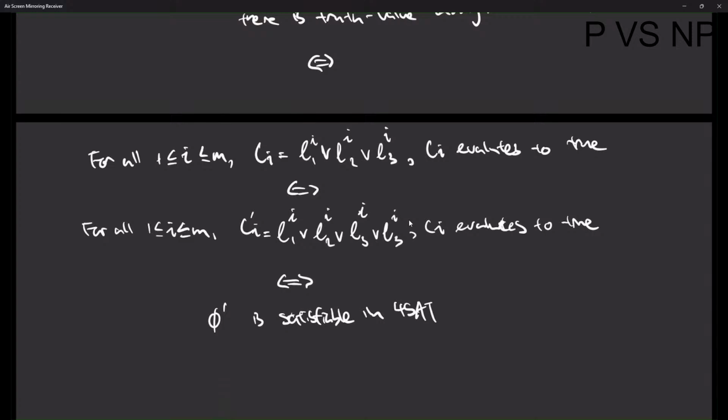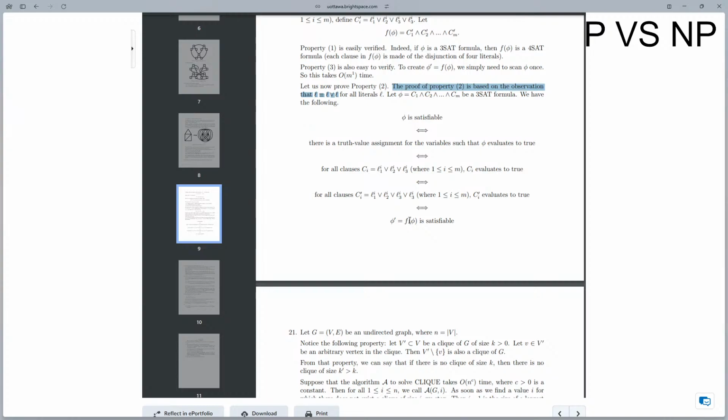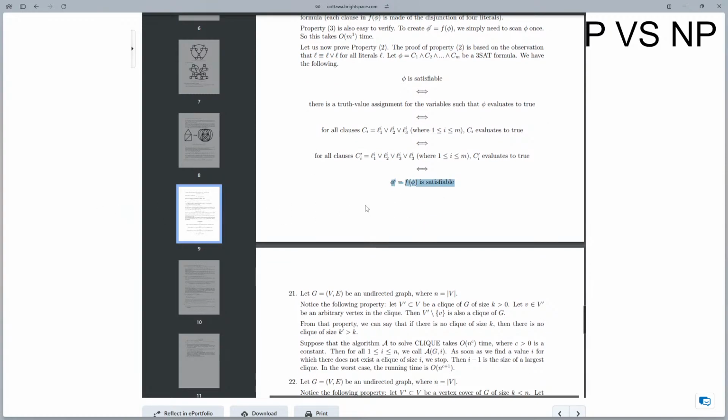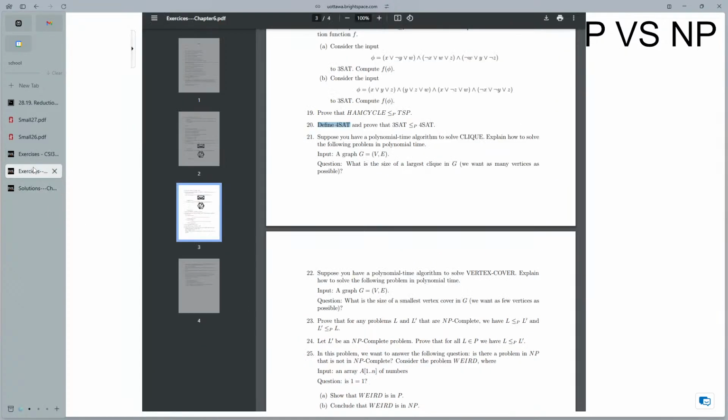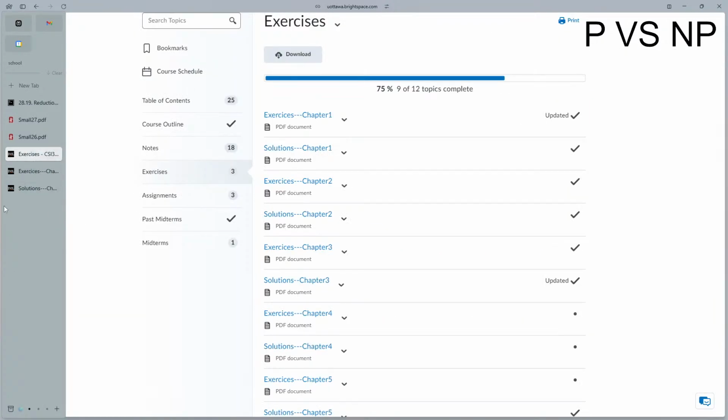I feel like it's such a stupid thing. Satisfiable. Okay, I think this is a pretty neat question. Oh my gosh. Okay, I think I'm going to take a little break from this unit.